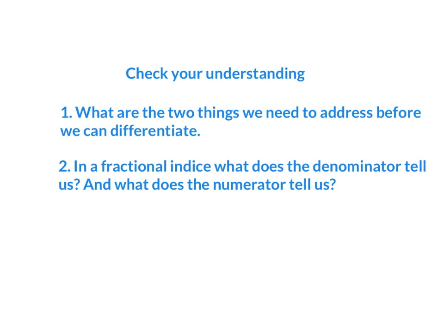Okay, so we've done quite a few examples today. I just want you to have a little bit of a check that you've understood the things we've covered. So can you answer these questions in your jotter, please, using sentences? What are the 2 things that we need to address before we can differentiate? These don't necessarily occur in every function, but we need to check for them. In a fractional indice, what does the denominator tell us and what does the numerator tell us? And here we're thinking about the tidying up that we do after we've differentiated. What does the number on top tell us and what does the number on the bottom tell us?